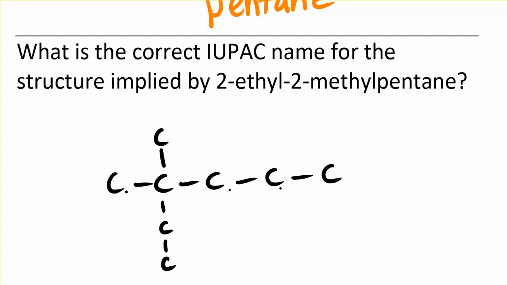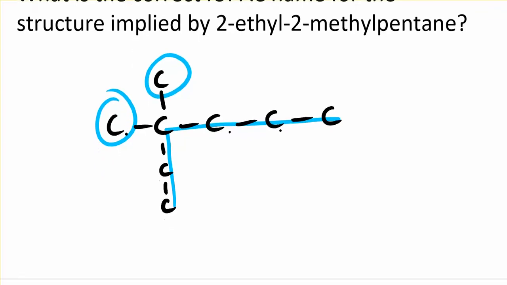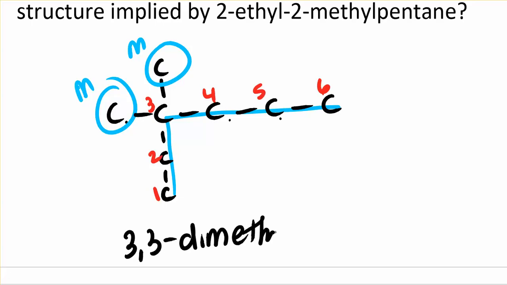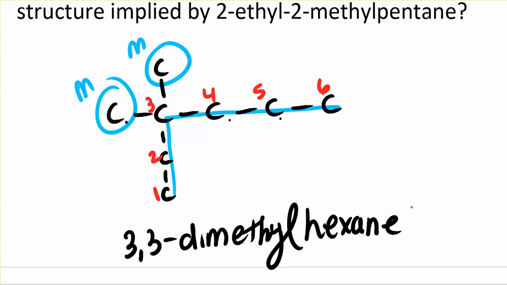Let's find our longest chain. I didn't find the longest chain when I did that, did I? Did that on purpose, but anyway, so now I see that this is really how it should be. Got a methyl, and it should be numbered from down here. So to put together the name, I'm going to start with my branches. 3,3-dimethyl hexane. Very good.